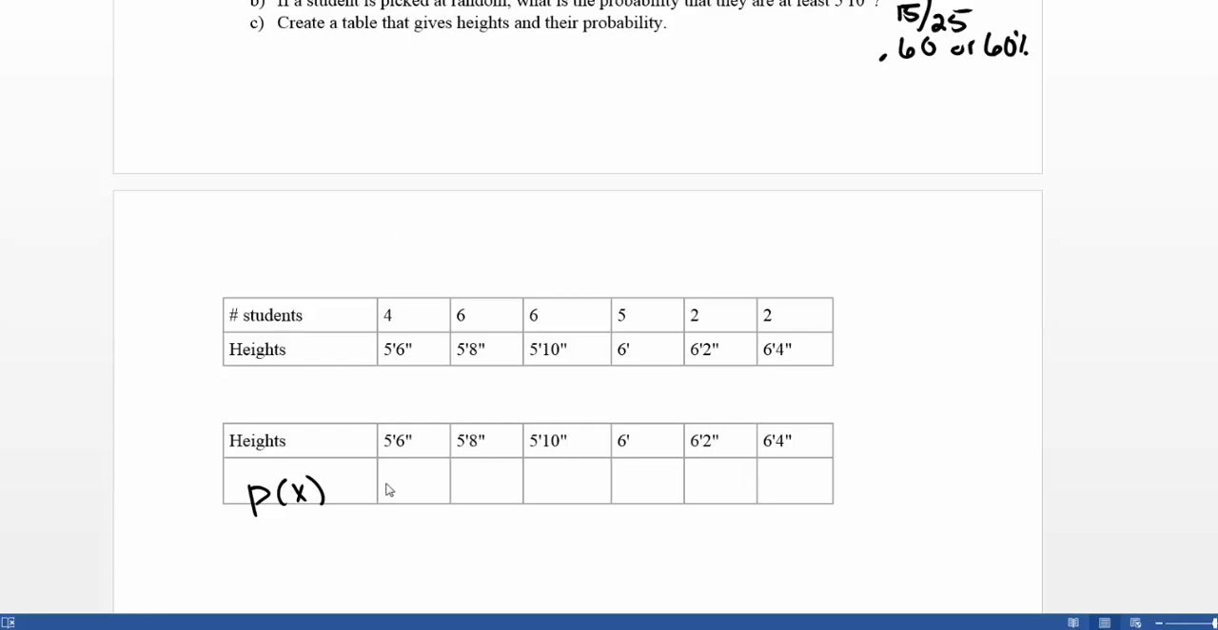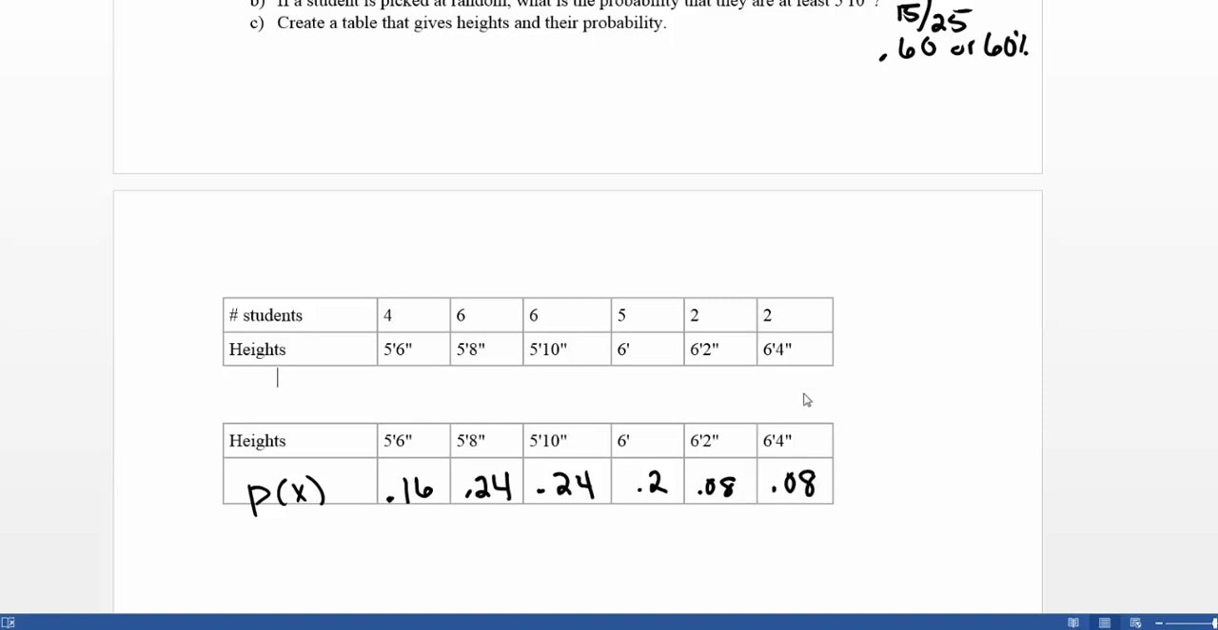So 4 out of 25 is going to give me 0.16. So if I were to pick a student at random, there is a 16% chance that that person would be 5 foot 6 inches. For 5 foot 8, we want to do 6 out of 25, which is 0.24. Same for 5 foot 10, 6 out of 25, which is 0.24. For 6 feet, we'll do 5 out of 25, which is 0.2. For 6 foot 2 and 6 foot 4, we'll do 2 out of 25, which is 0.08.